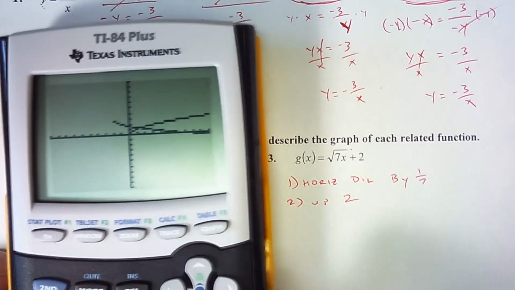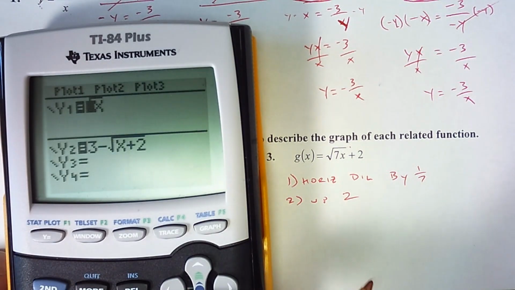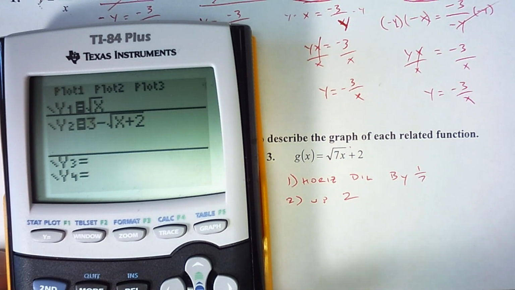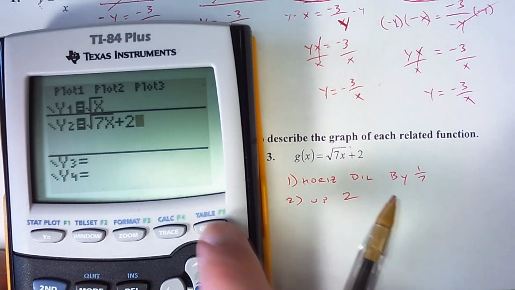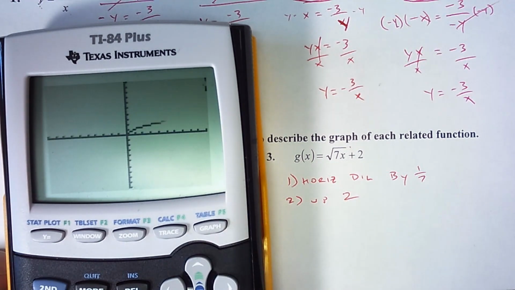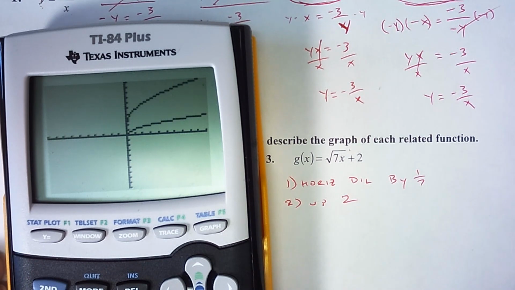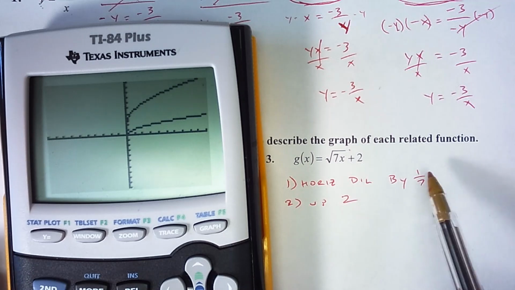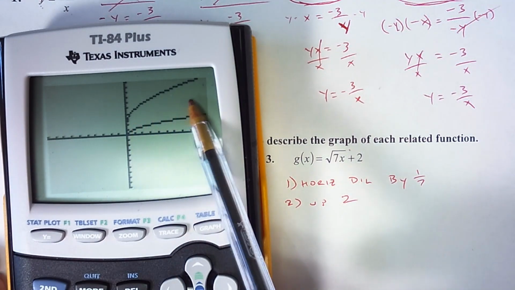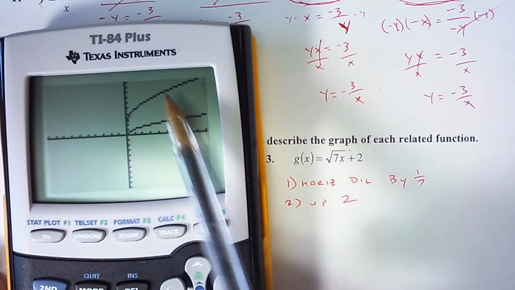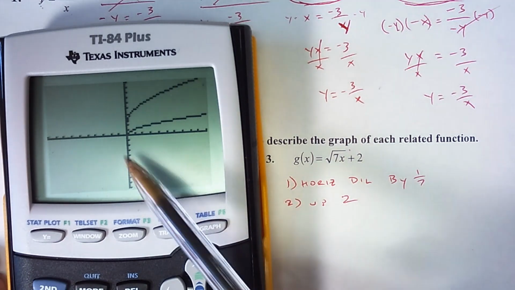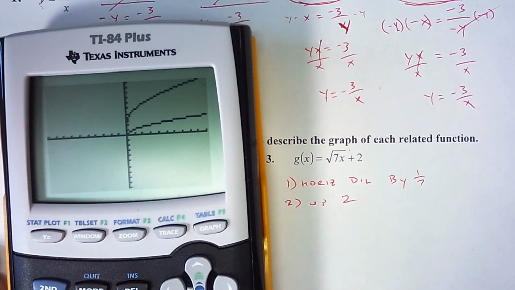Okay, so let's graph that. So we'll go to y equals, we'll clear out y2 and type in the square root of 7x plus 2 and graph. It's going to be difficult to see the dividing by 7 part, but that would actually kind of make it go up faster. So it's a little bit steeper, and it shifts up 2 units.